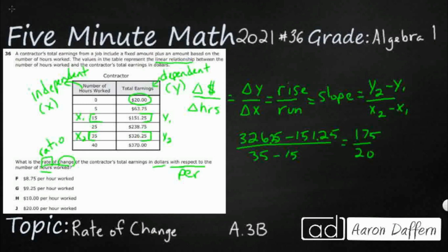And then that's over 20, right? So my 175 over 20 is, if we really wanted to, we could move a decimal there. We could say 17.5 over 2, right? And then you've got to think, what is half of 17.5? And that's going to be 8.75, or $8.75. My answer is F.